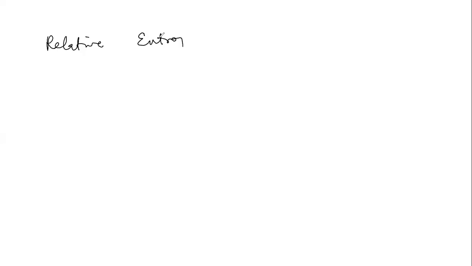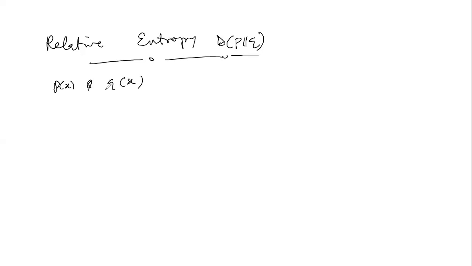Okay, so relative entropy. This is denoted the relative entropy between P and Q. The relative entropy of two probability mass functions, say P of X and Q of X, is a measure of the distance between the two probabilities. So it means that the relative entropy between P and Q is the same as sigma P of X log P of X divided by Q of X.